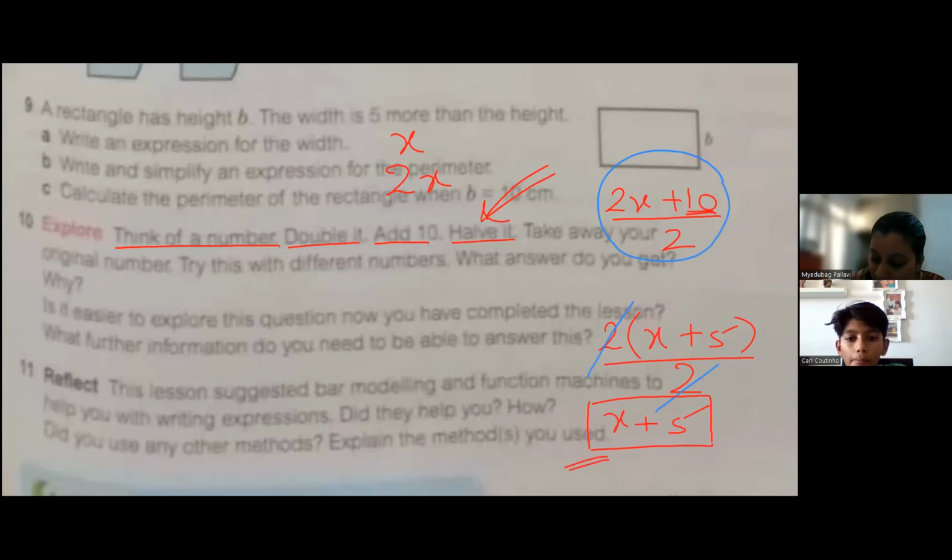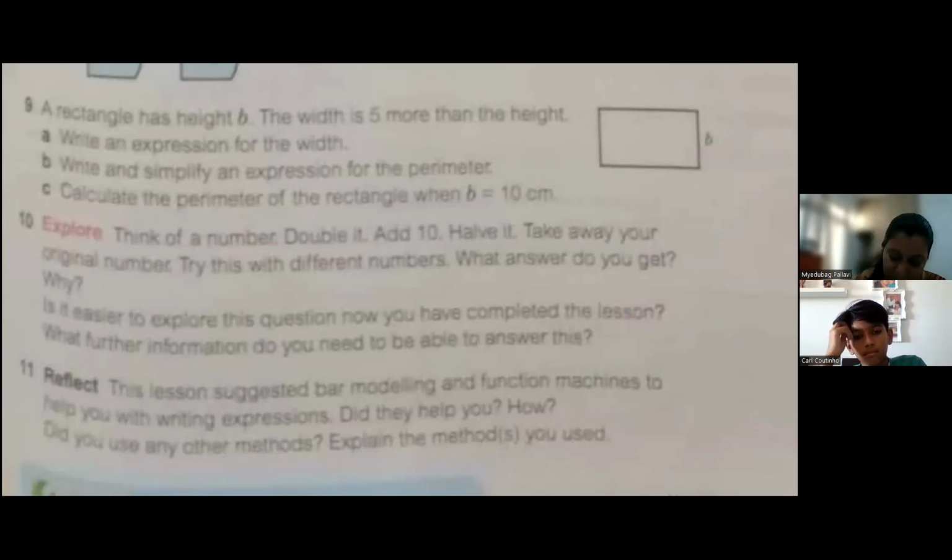And then they are saying take away your original number. The original number is x only. If you take out x from x plus 5, this x and x will cancel because one x is positive and the other is negative. The answer will be 5 only. So this riddle has been made in such a way that every time we take any number, we'll be left with 5 only. This is how it goes. You can try it with some other numbers also.